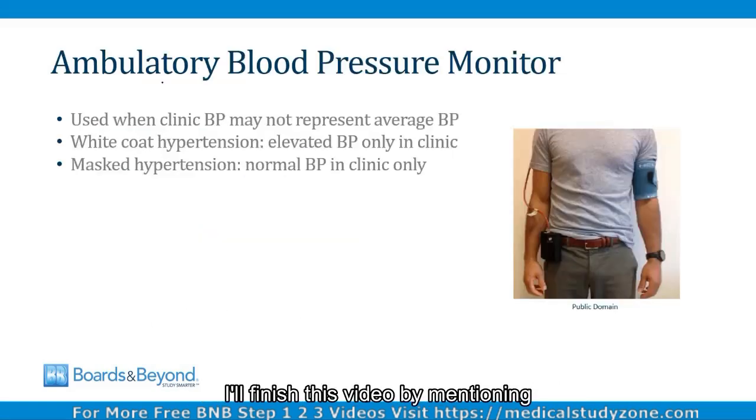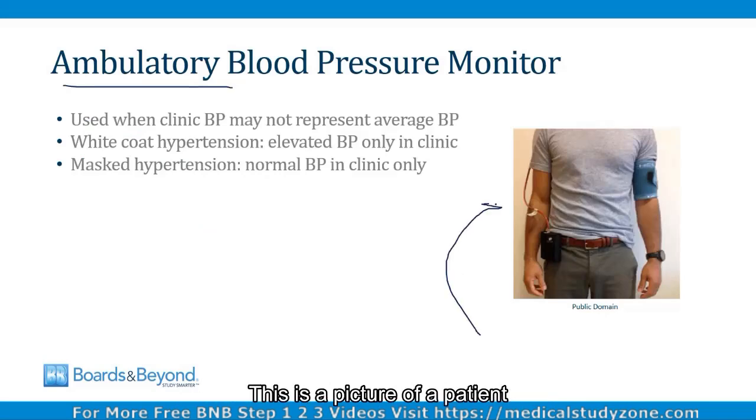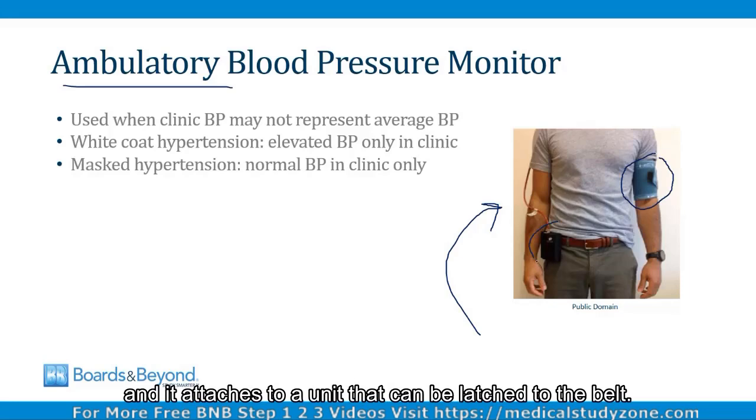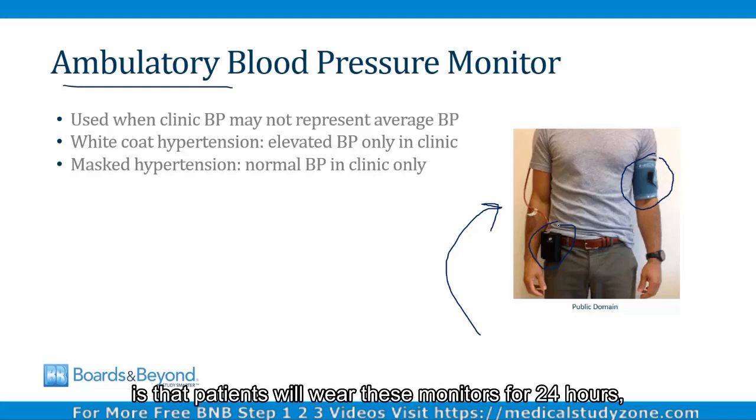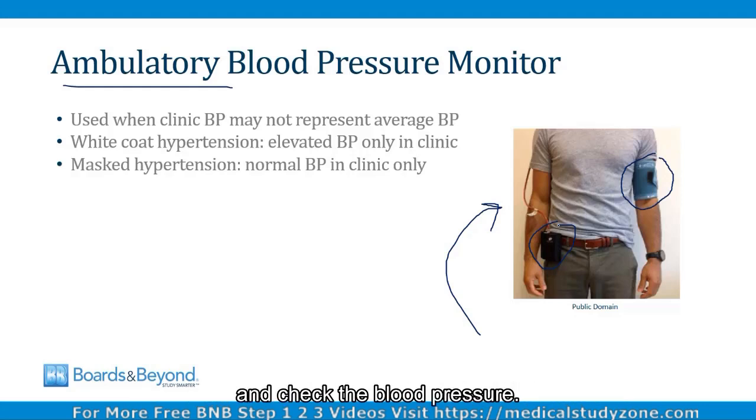I'll finish this video by mentioning ambulatory blood pressure monitors. This is a picture of a patient wearing an ambulatory blood pressure monitor shown on the screen here. There's a cuff that goes around the arm and it attaches to a unit that can be latched to the belt. And the idea here is that patients will wear these monitors for 24 hours, and every 15 minutes the cuff will inflate and check the blood pressure.